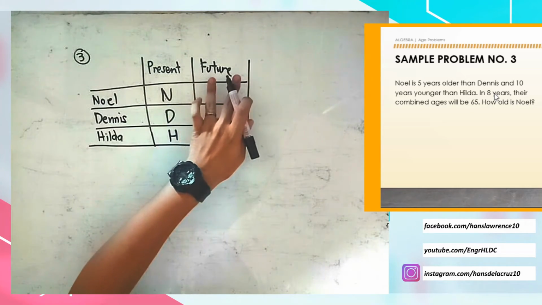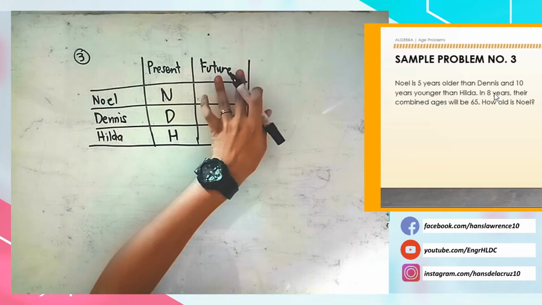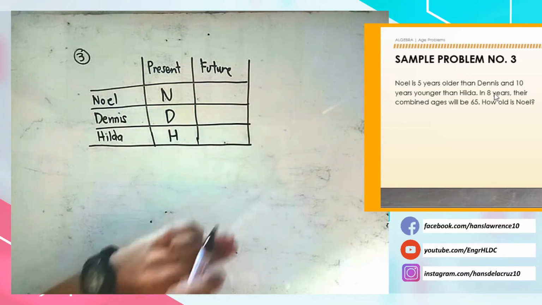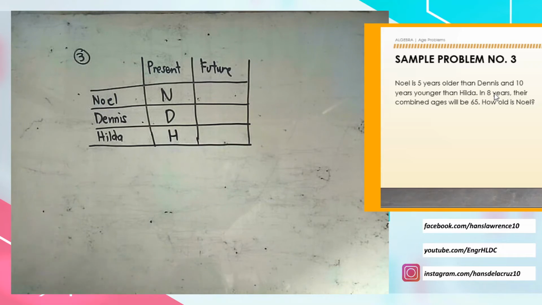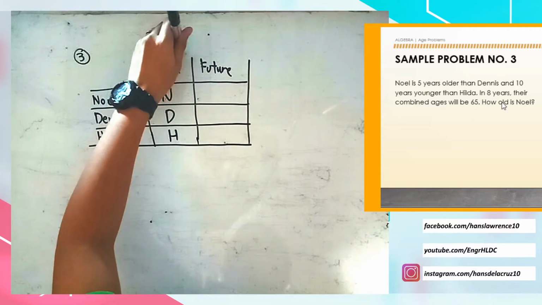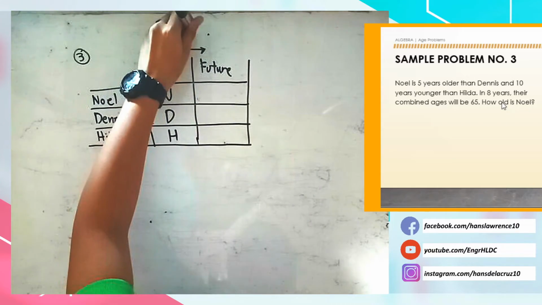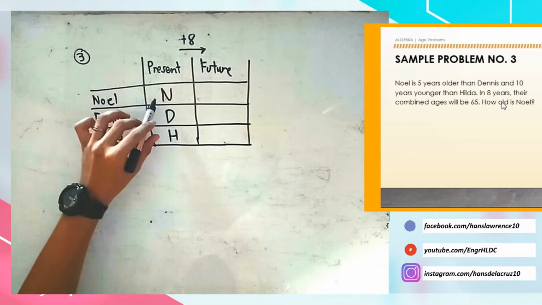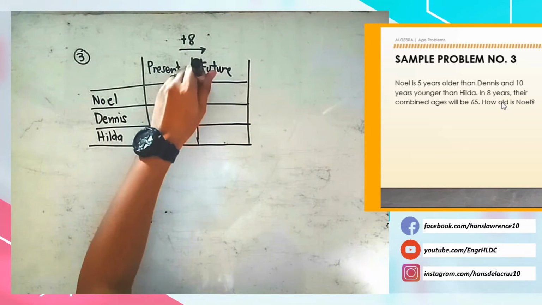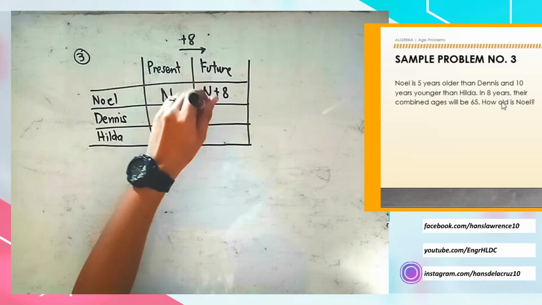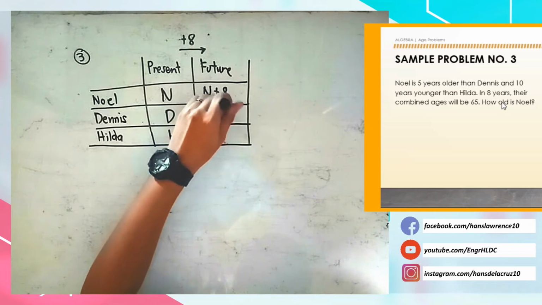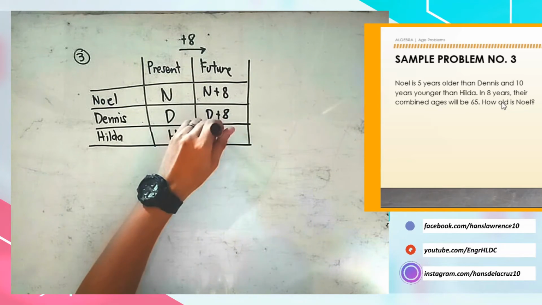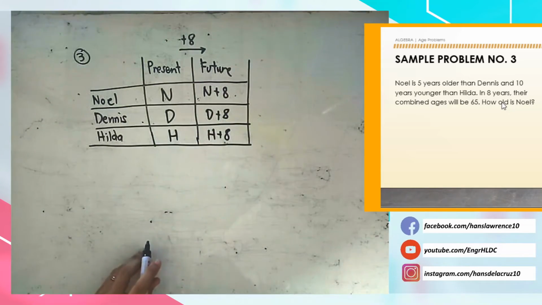What is the time frame of the future? At what year, or in how many years from the present? The problem states in 8 years, so we add 8 years here. If at present Noel is N, then in the future he is N plus 8. Dennis is D plus 8. And Hilda is H plus 8 years old.